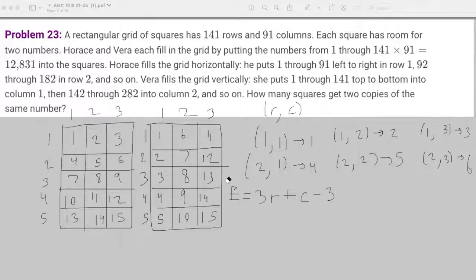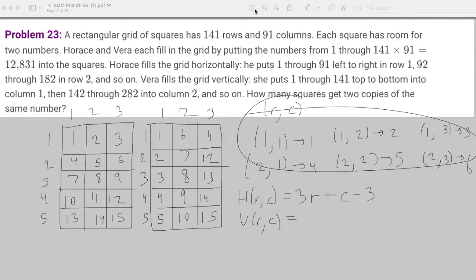Okay, so instead of E, I'm going to let this be a function, right? So what we created is a function for what Horace writes in the R comma C value. So we can write this like a function, H of R comma C. Well, now we want to find our V of R comma C formula. I'm not going to go through all of these steps again, to keep things simple and not write too much on the board.